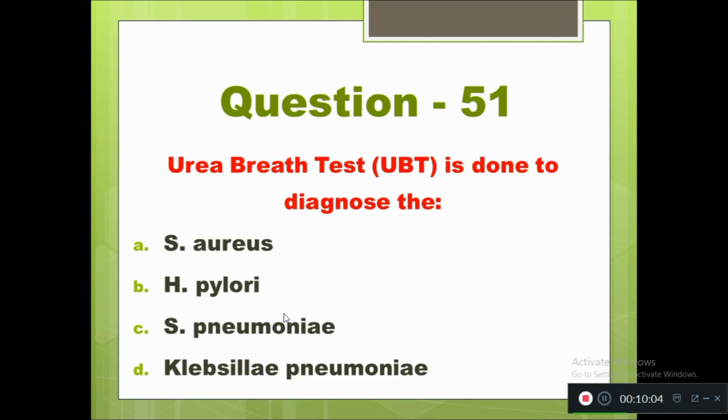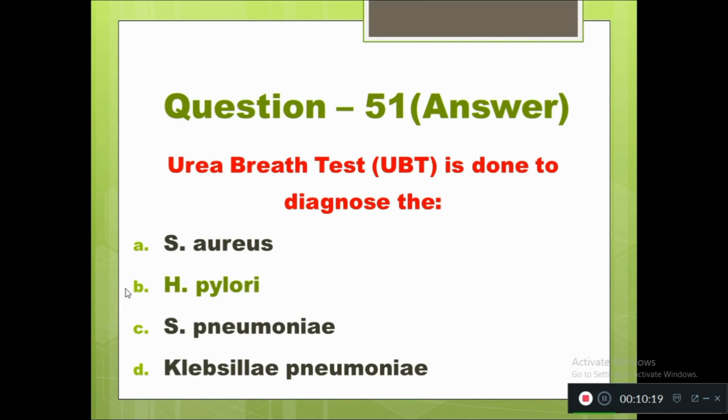It is based upon the ability of Helicobacter pylori to convert urea to ammonia and carbon dioxide. So the test is used to diagnose the presence of Helicobacter pylori in our stomach, which will affect the absorption of urea. As a result, in our breath, the odor of urea will come.